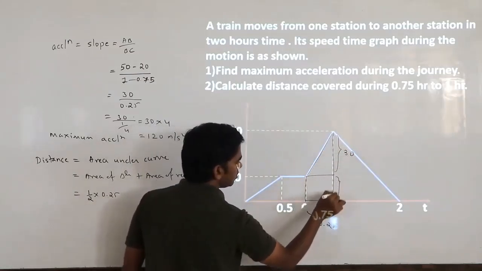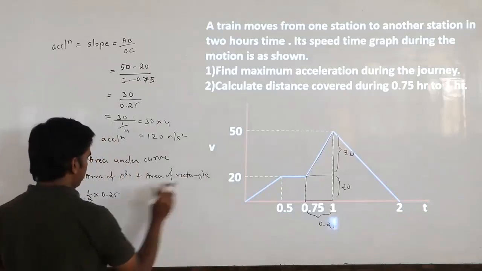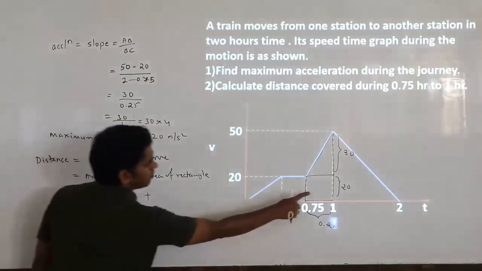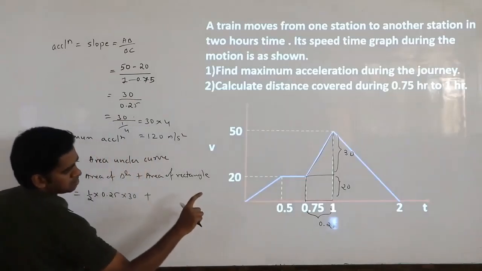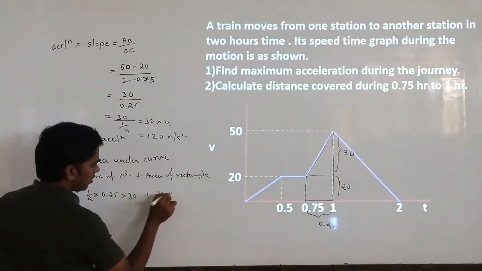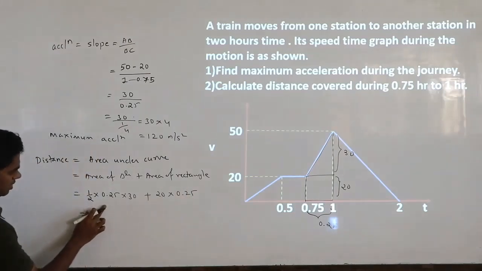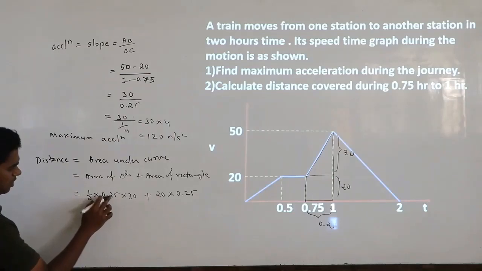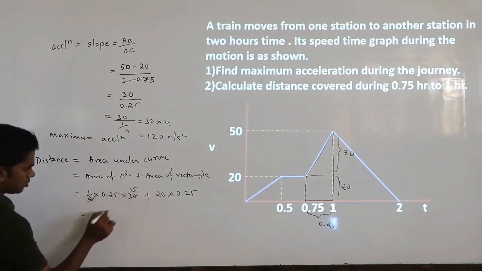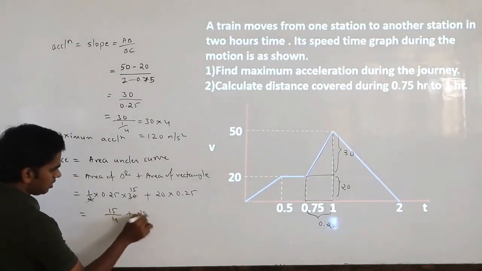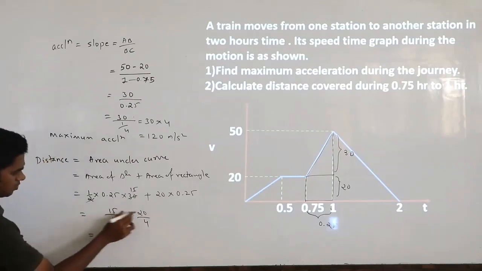Okay. And this is 20. So now 1 by 2 into 0.25 into 30, plus for the rectangle, 20 into 0.25. 0.25 means 1 by 4. So for 30, 2 ones are 2, 2 15s are 30, so 15 divided by 4, plus 20 divided by 4. So 15 by 4 plus 20 by 4 will become 35 by 4.